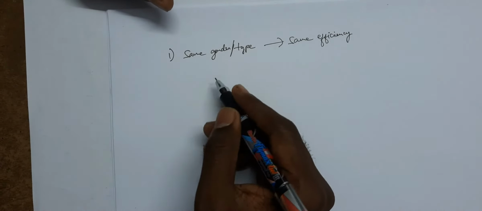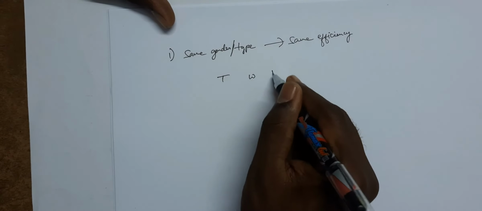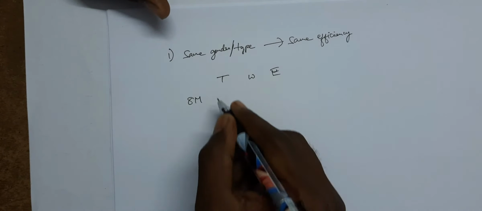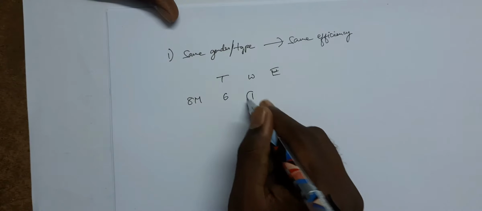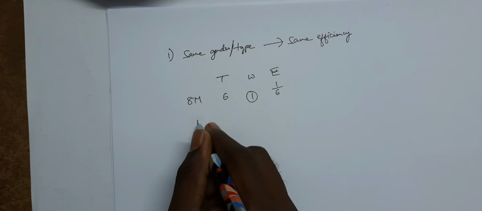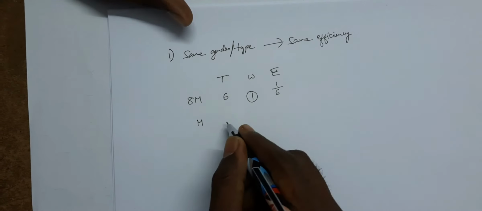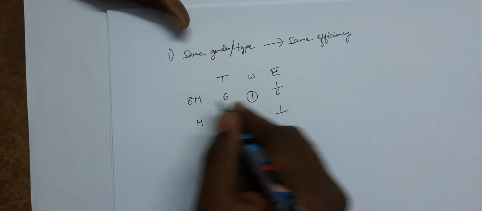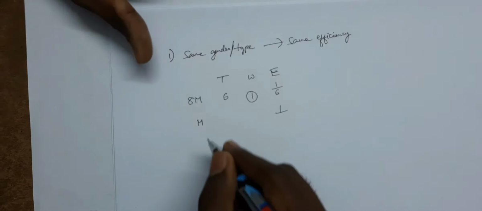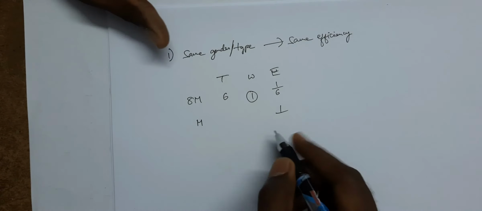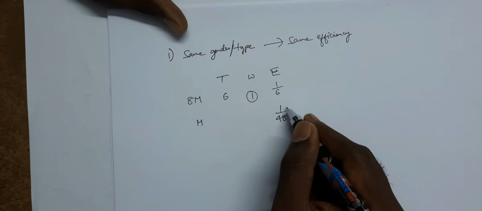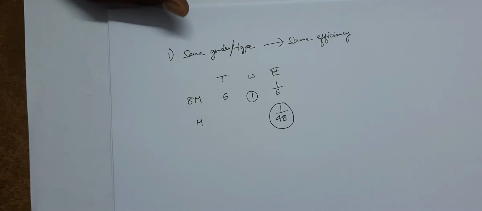Like if they give you, 8 men can complete a work in 6 days. In the traditional method, we take the efficiency as 1 by 6, as we all know. Then what is the efficiency of one man? Then the efficiency should be 1 by 6 into 8, because the efficiency of 8 men is 1 by 6. We have to divide this by 8 to get the efficiency of a single person. So 1 by 6 into 8, which is 48. Now all the men have the same efficiency, which is 1 by 48.